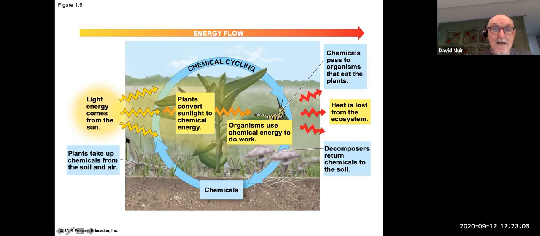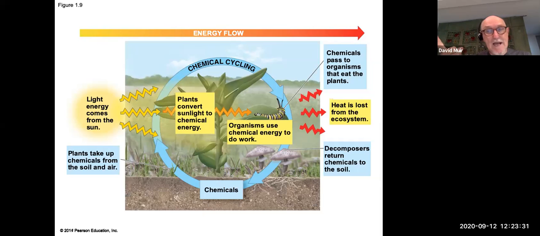At the same time, they take in molecules. They take up some chemicals from the soil, but mostly from the air. They take carbon dioxide, and they take water, which they absorb from the soil, and they combine carbon dioxide and water and form complex biomolecules. Those complex biomolecules contain two things.